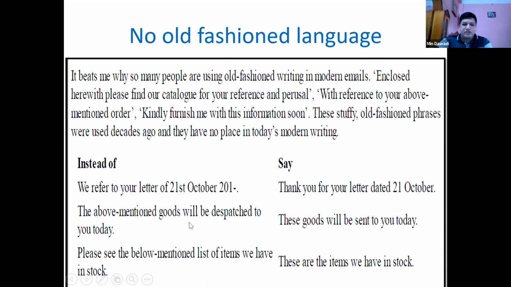The above mentioned goods will be dispatched to you today. This kind of thing comes in the exam. They ask you to write such sentences in modern, simple language. So instead of this sentence, you can say, these goods will be sent to you today. So no need to write "the above mentioned goods will be dispatched."